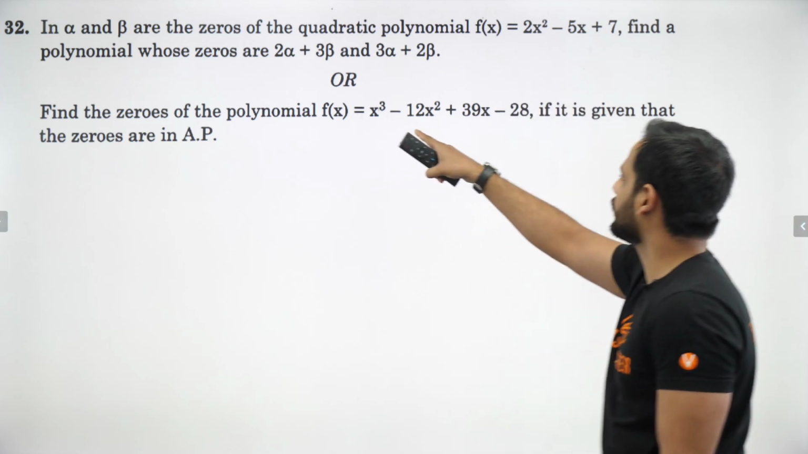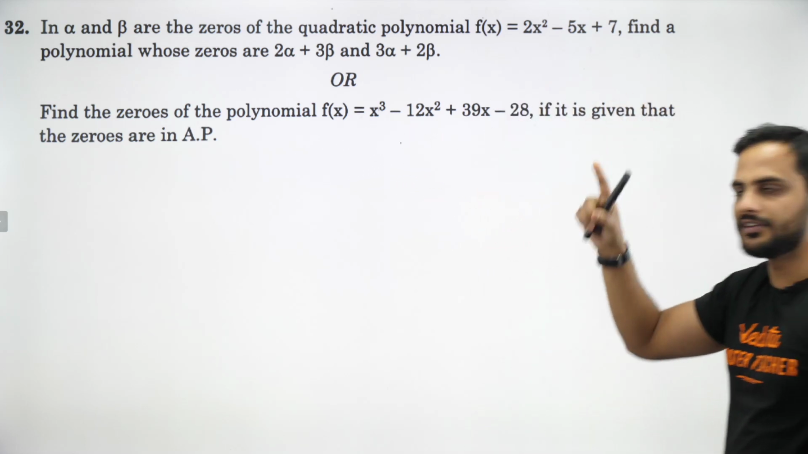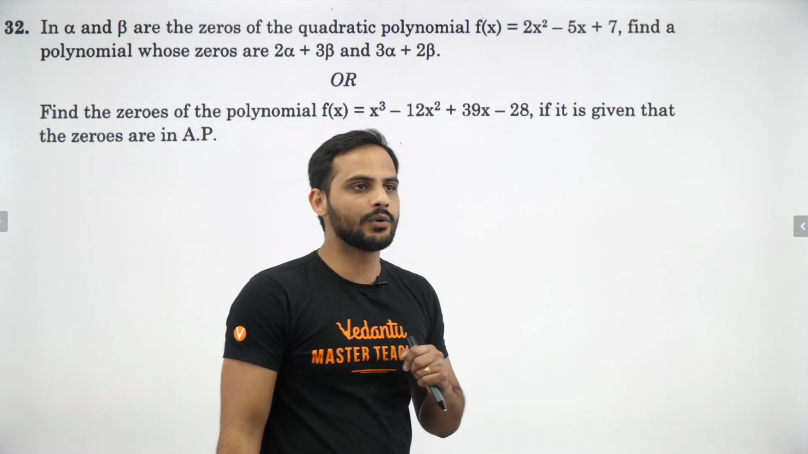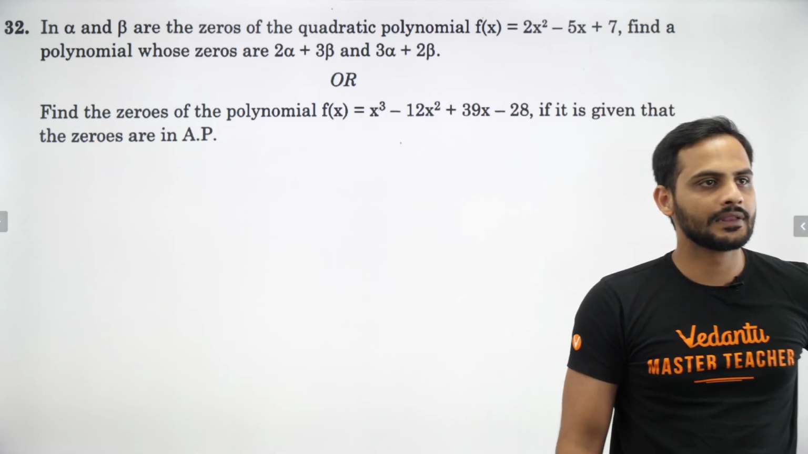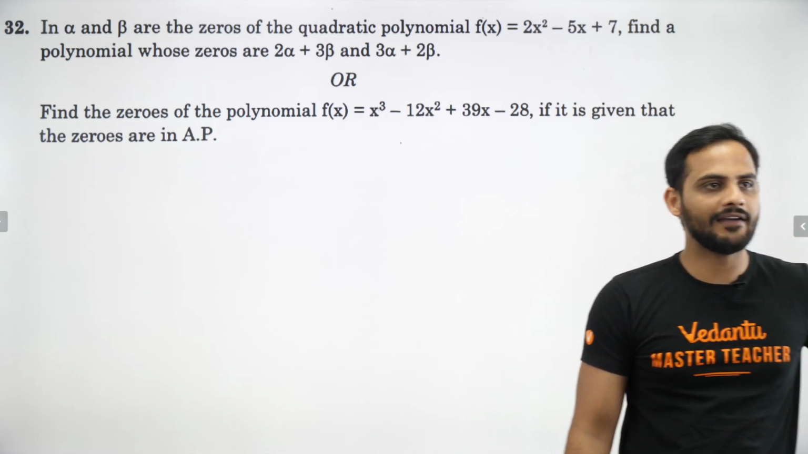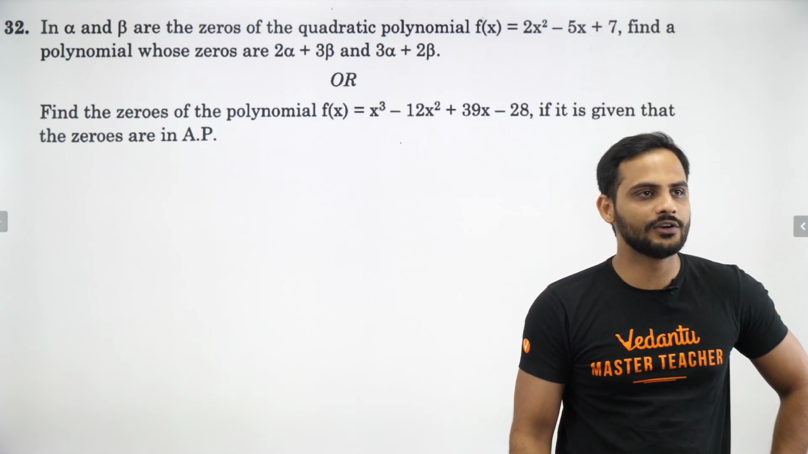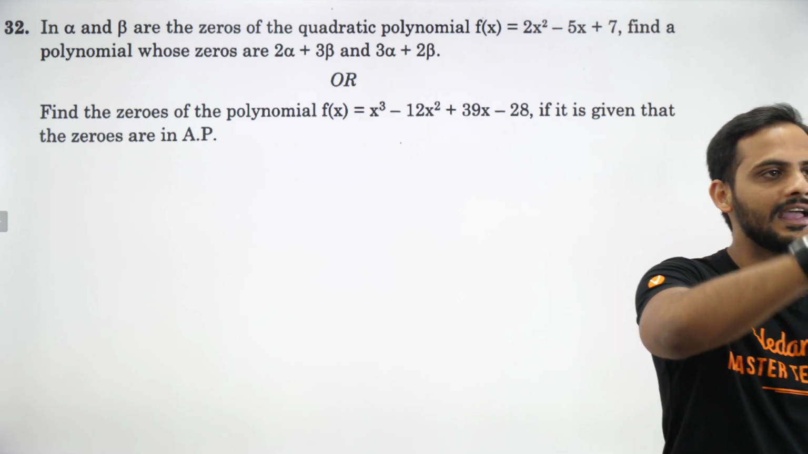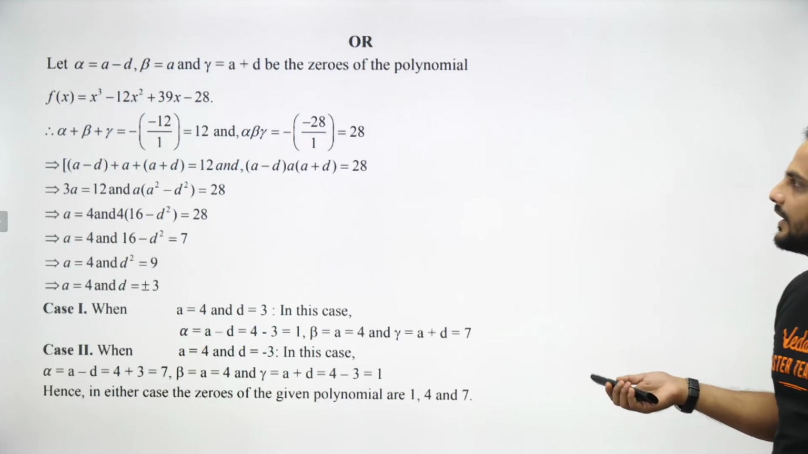Find the zeros of the polynomial. This polynomial, if it is given that the zeros are in AP. अब zeros are in AP, जल्दी से बता दो. If the zeros are given in AP, what you are going to take the zeros as? How will you take the zeros? I have told you in the starting also. If the zeros are given in AP, how will you take the zeros? No, which form? Very good, very good. A minus D, A and A plus D. Very good. You will take the zeros as A minus D, A and A plus D.